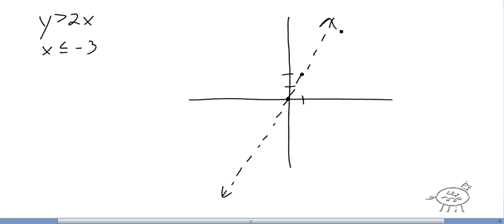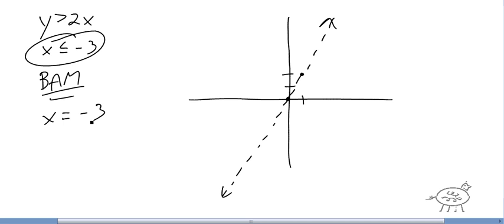And then x is less than or equal to negative 3. Remember, guys, this guy right here, as we already talked, this is a BAM problem. It's like an x equals negative 3, except we got some shading involved here. So if you remember, x equals negative 3, it's a vertical line at negative 3. So we go negative 1, 2, 3, and we draw a vertical line. And it is a solid line because it's less than or equal to.